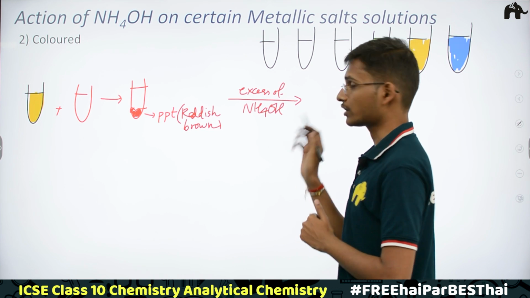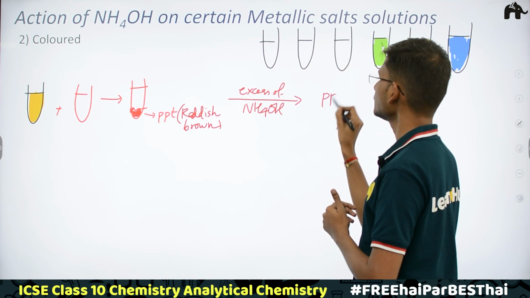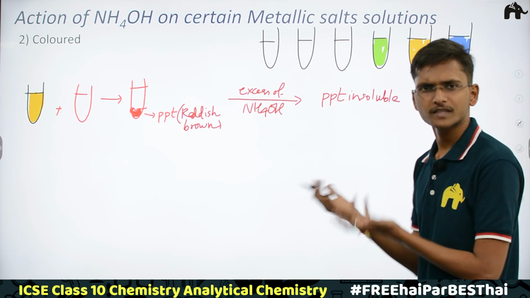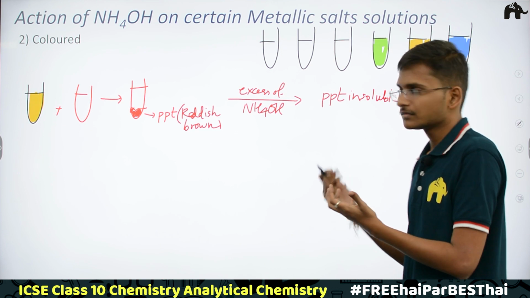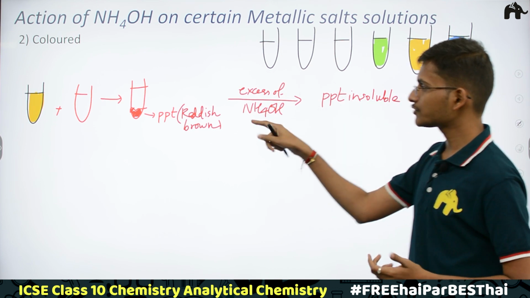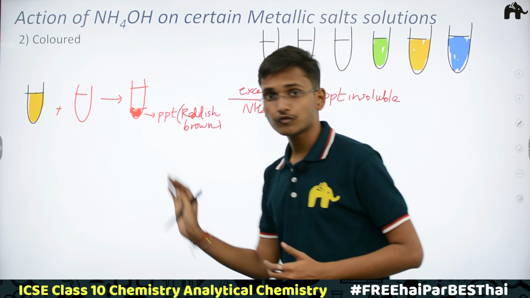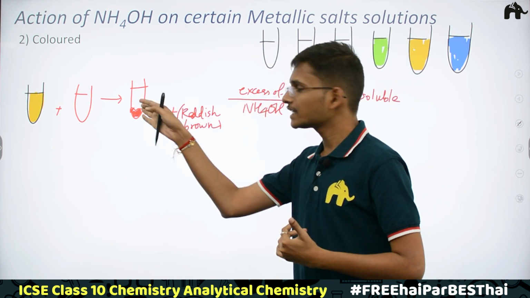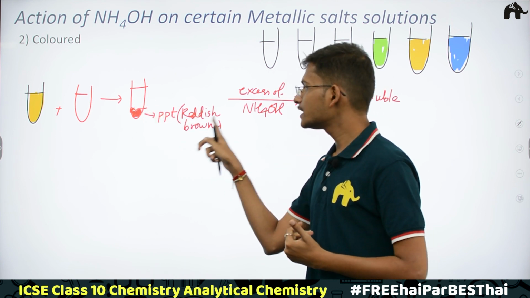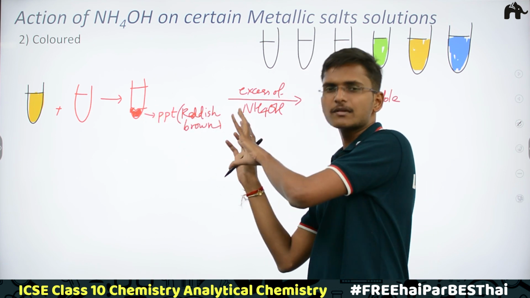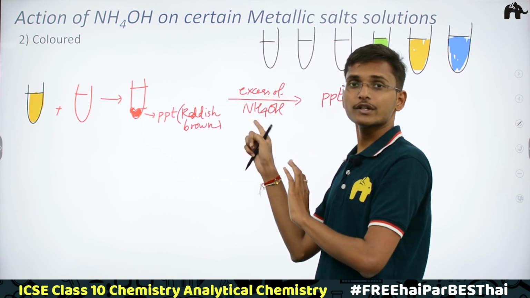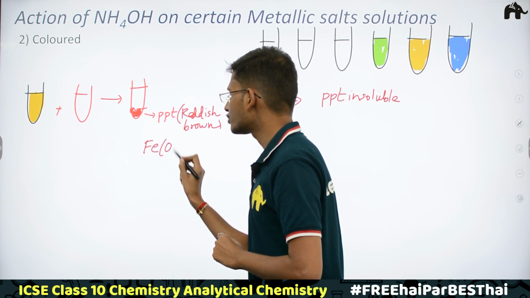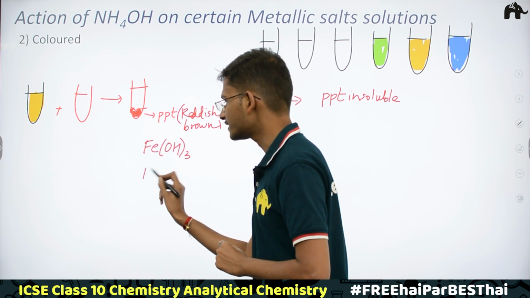ammonium hydroxide. What is happening? The precipitate is remaining as it is. This means our precipitate is insoluble. Very simple. Now let's try to figure out the reaction. For that, first we have to remember this: when we add NH4OH solution to a yellow colored metallic salt solution, and we get a colorless solution along with a reddish brown precipitate, and this reddish brown precipitate is insoluble in excess of NH4OH, then this reddish brown precipitate is of Fe(OH)3, ferric hydroxide.